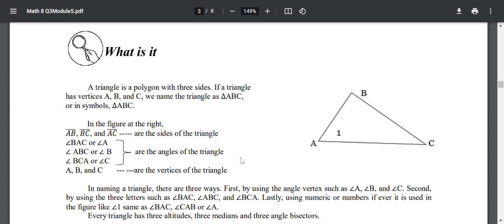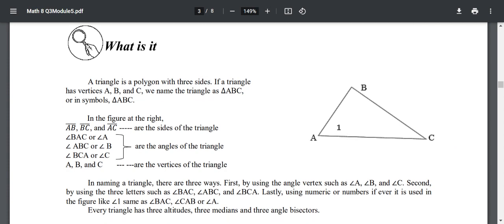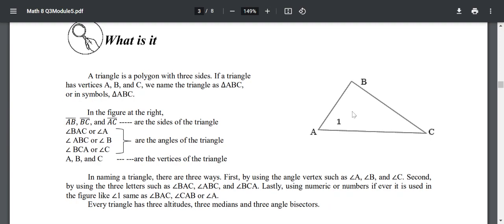And then of course, the three vertices of the triangle, vertex A, vertex B, and vertex C, are the three points of the triangle, which is also our angle. So again, there are three ways of naming a triangle by using the angle vertices such as ABC, and we can also use numbers. This number 1 here is also the name of this triangle. So we can also call this triangle 1.